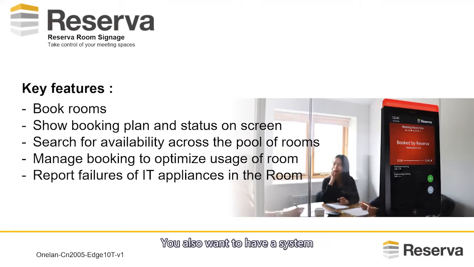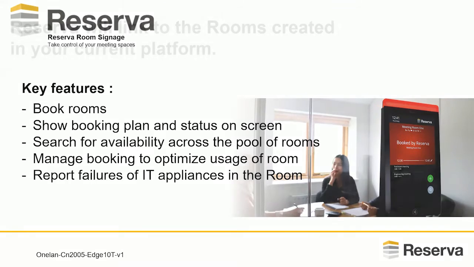You also want to have a system that allows people to report IT appliance failure. If I am in the morning using this meeting room and I notice that the VC is defective, it's good that I can inform everyone having a meeting in that very same room in the afternoon that I experienced this problem, so they can make the decision to change their plan.